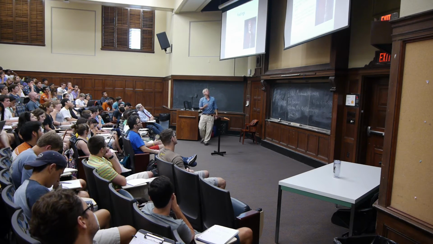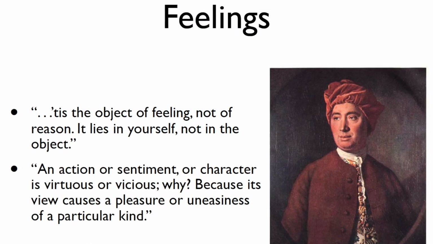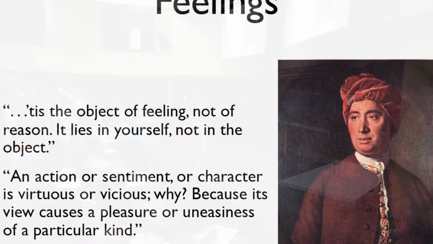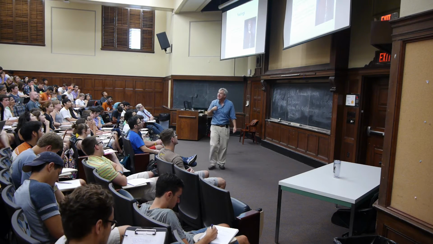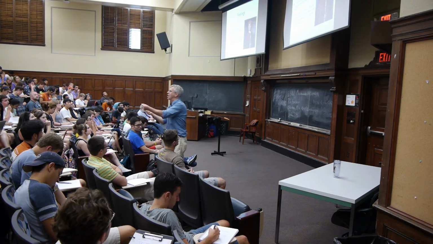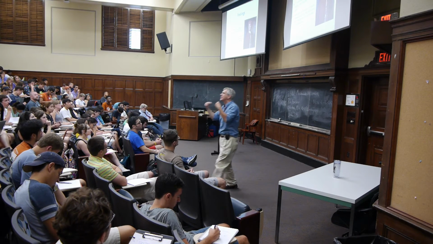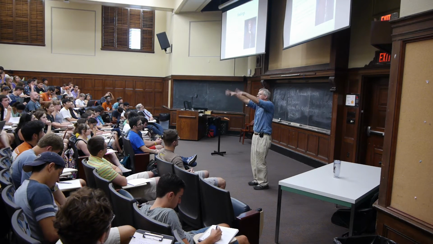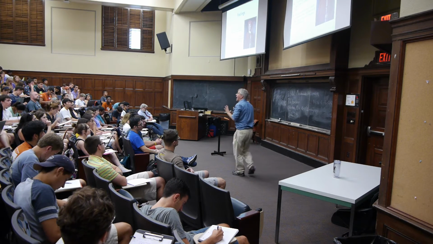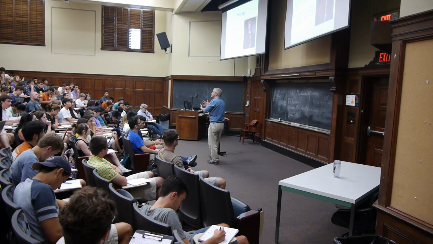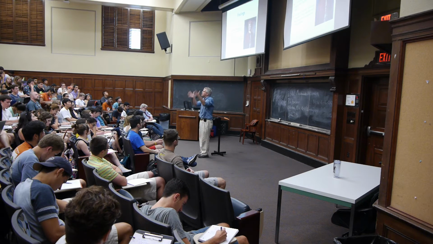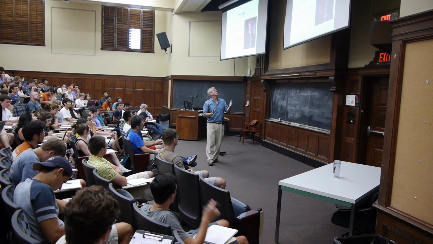So here's Hume's conclusion. "'Tis the object of feeling, not of reason. It lies in yourself, not in the object." Now that's important, because if it's a matter of feeling, then the badness, the goodness, the justice or injustice, that's all in you. It is not in the action. It's coming from something in you. It is arising from feelings within you. And so the world doesn't contain justice and injustice, good and evil, right and wrong. You are interpreting it that way on the basis of your emotions.